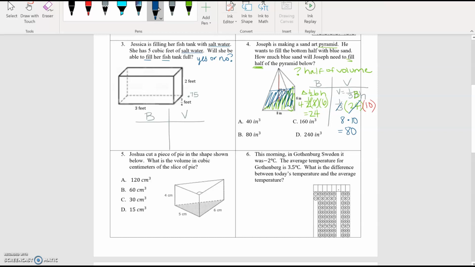How much blue sand does he need? So I need to take half of it, so times 1/2 or divide it by 2. Half of 80 is going to be 40 inches cubed. All right, so that's A.